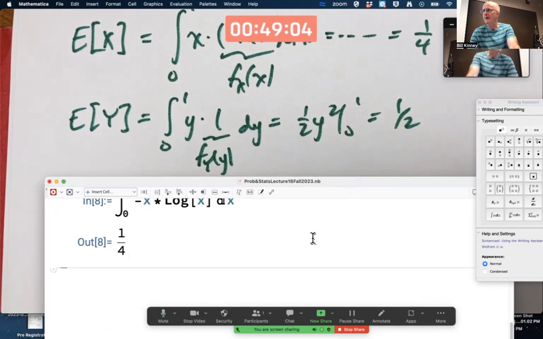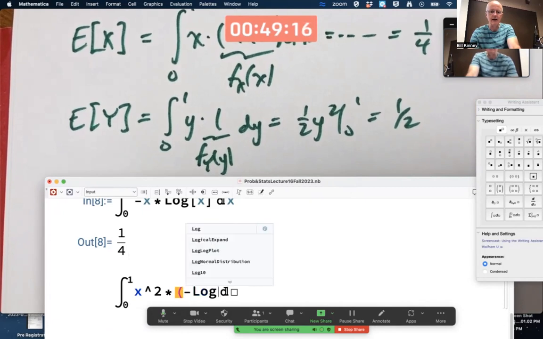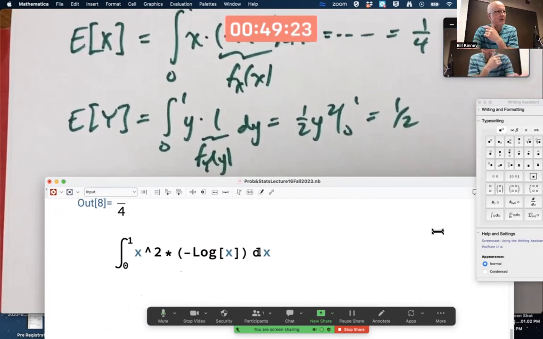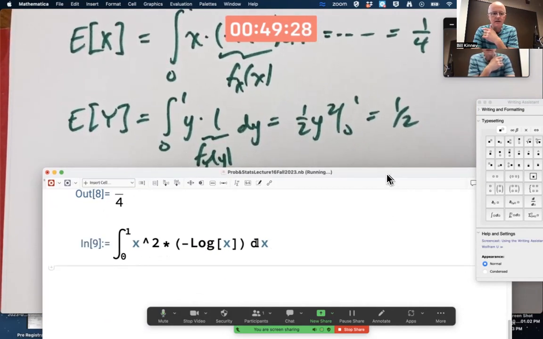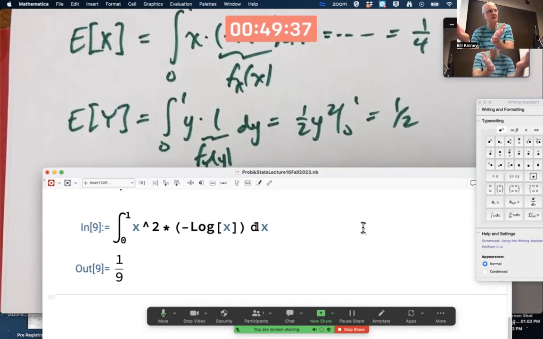Before we find the covariance, let's also find the variance of x and the variance of y. Variance of x, integrate x squared times negative ln of x. So this will be the second moment. I said that wrong. I said variance, didn't I? I want the second moment. 1/9. That's the second moment of x. Its square root, 1/3, would be the standard deviation. So x has a mean of 1/4 and a standard deviation of 1/3.